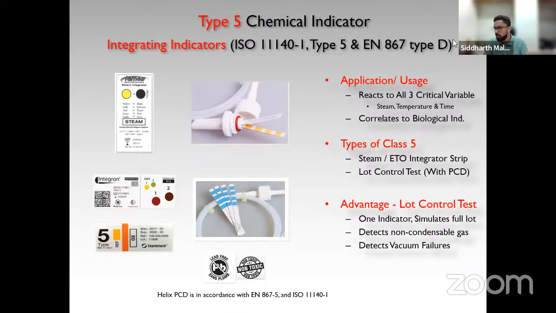There is an alternative where you can use a batch monitoring device, which is a very challenging device. Again, it is, say, a 1.5 meters length lumen PCD. PCD stands for Process Challenge Device. If you are placing 10 trays inside your autoclave chamber, you only need to place one PCD device with one indicator inside. This is going to simulate a complete difficult load. And if this passes, that means there are chances that the other drums inside also have passed.